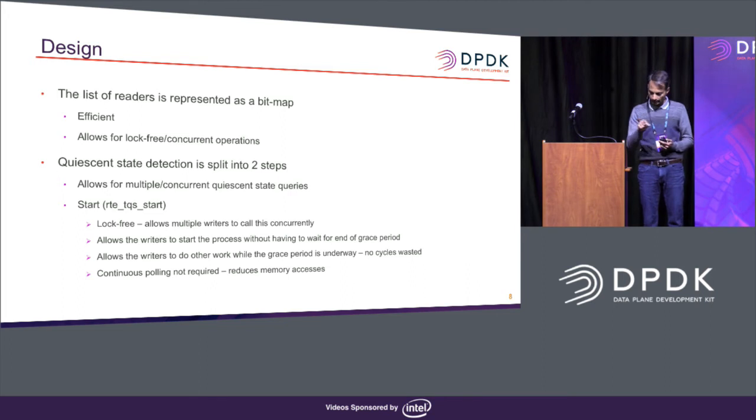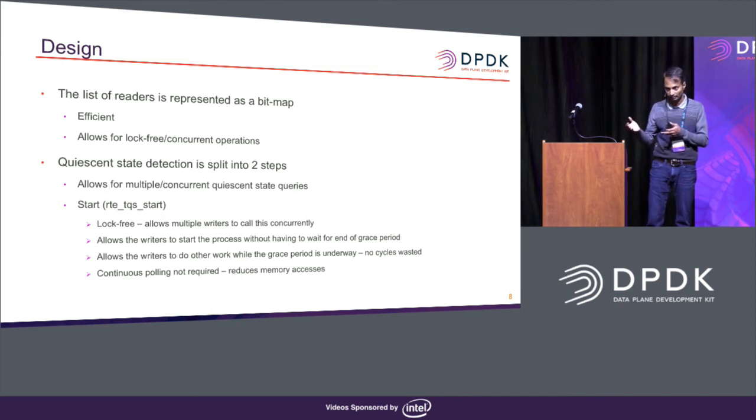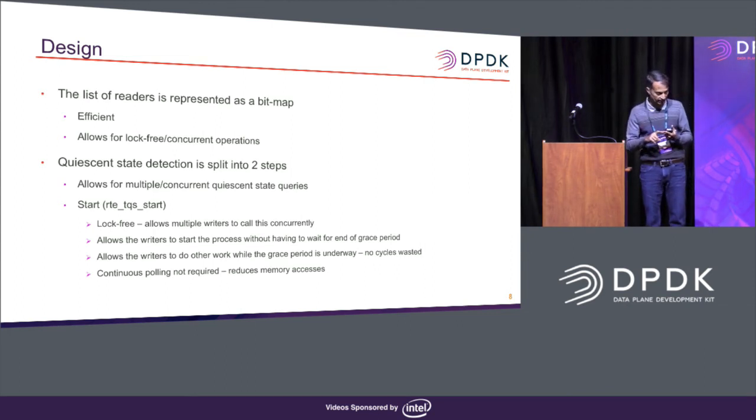The other thing about this API is it just starts the process. It does not wait for the grace period to get over. So what that means is your writer thread has the choice of starting the process and then going to do some other work. That has a couple of advantages. First, you are not wasting CPU cycles waiting for your grace period to get over. The second thing is you are not polling continuously, so there are no more memory accesses because of continuous polling.